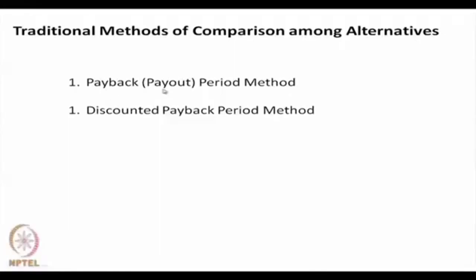Now, traditionally, however, in industries, people do not use the time value of money so much. What they use is a thumb rule, that is called the payback period. And of course, a variation of payback period is the discounted payback period method. So, these are the traditional methods, particularly the payback period, which is the most traditional and is very much used as a thumb rule to decide whether a project is worthwhile to make investment. So, payback or payout period method and discounted payback or payout period method.